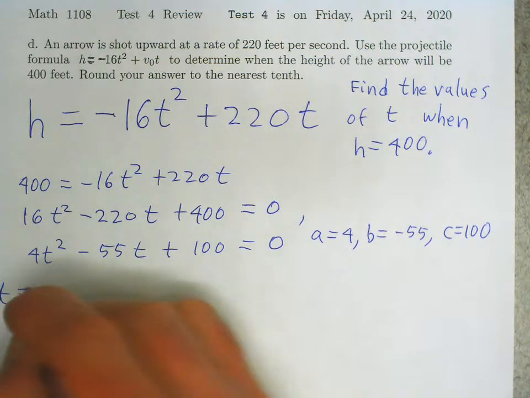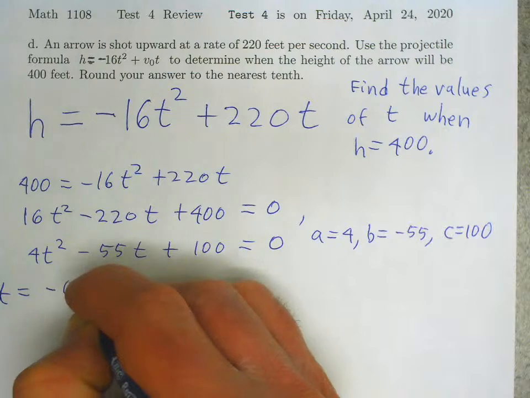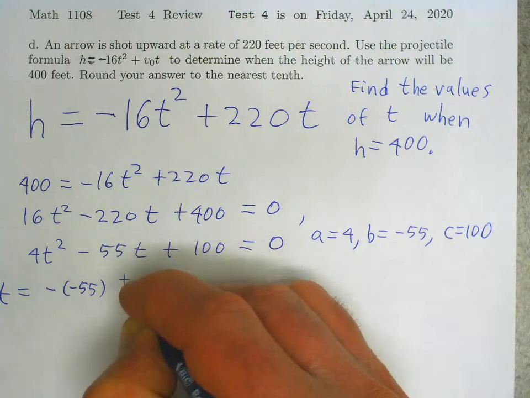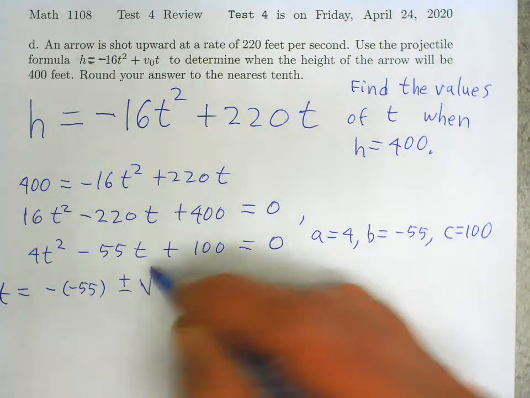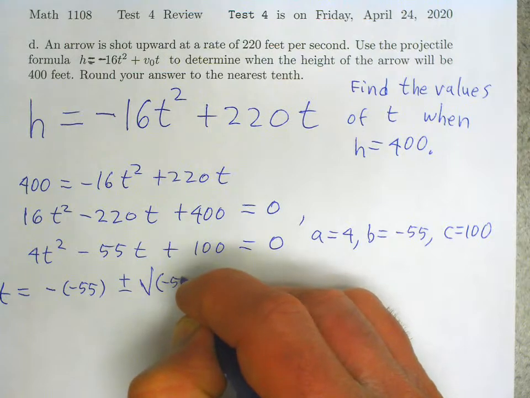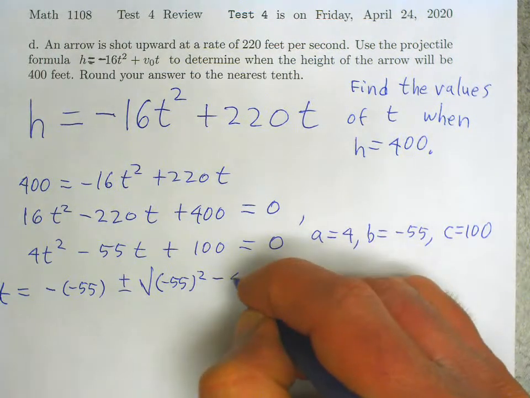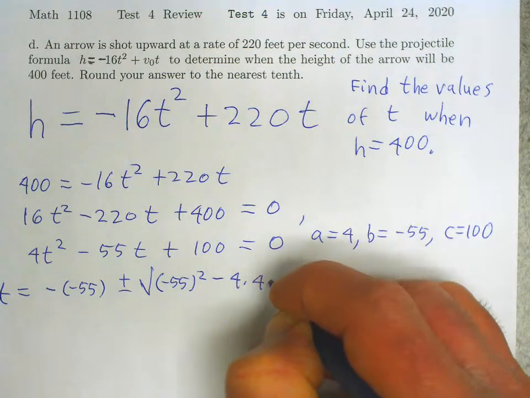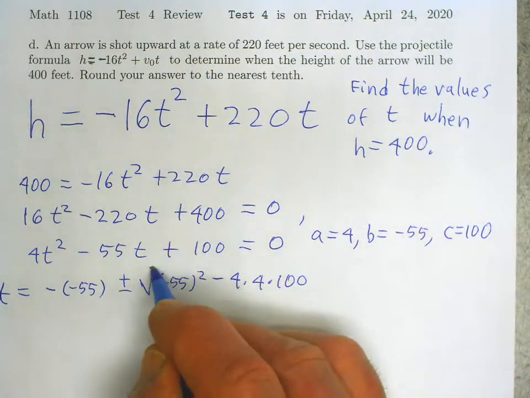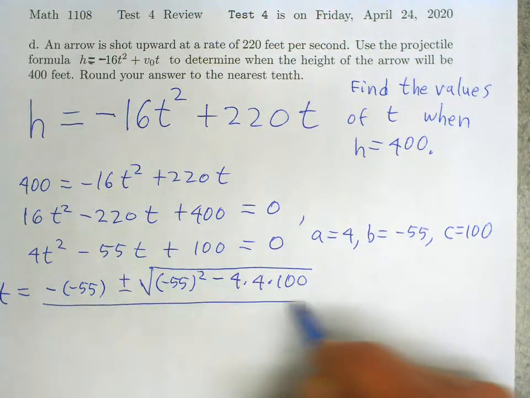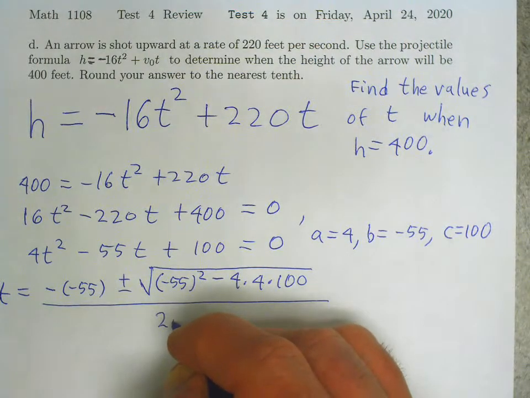So t is equal to the negative of negative 55 plus and minus the square root of the number negative 55 squared, minus 4 times 100, all divided by 2 times 4.